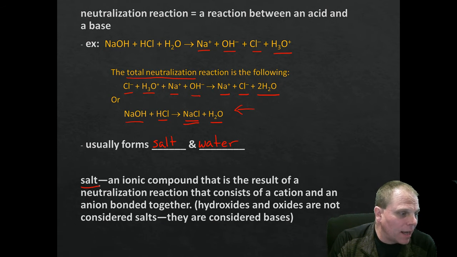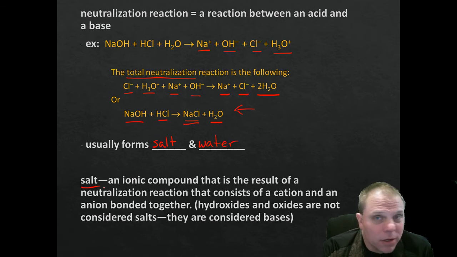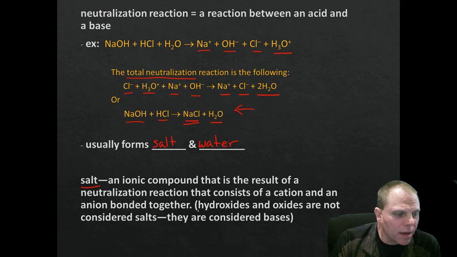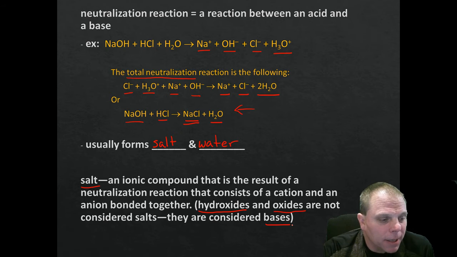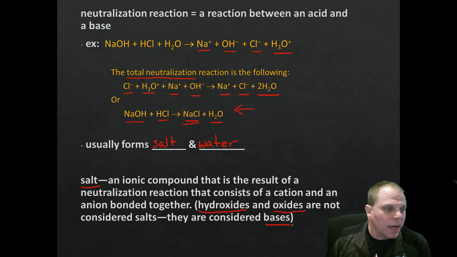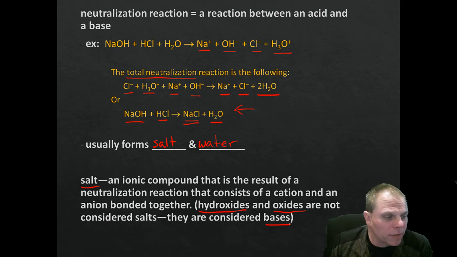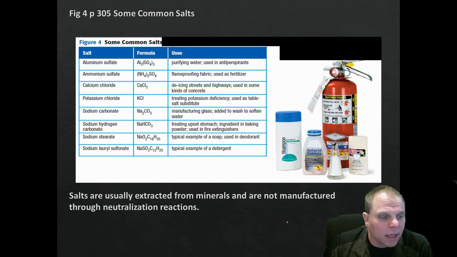Salt is defined as an ionic compound that is the result of a neutralization reaction that consists of a cation and an anion bonded together. And so some examples that are not are hydroxides and oxides, okay? Those aren't considered salts. Why? They're considered bases because when they get into a solution of water, they're actually forming hydroxide compounds. And so they consider those bases instead of salts, okay? So that is what a salt is. And so that's a huge, huge number of different types of compounds, lots and lots of different types of salts.